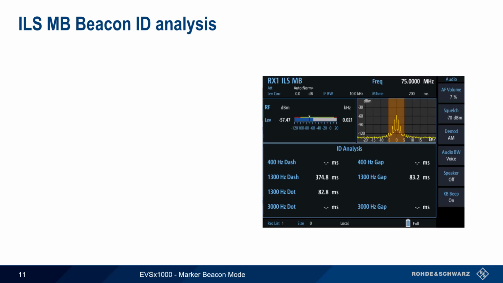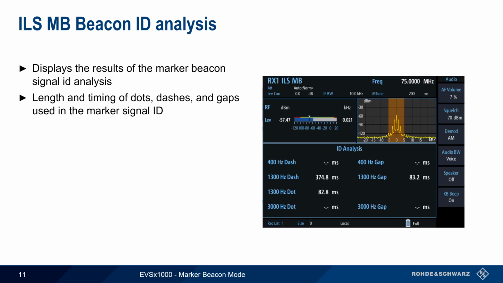The marker beacon ID analysis view displays the on-off timing parameters of the beacon signal. That is, the length and timing of the dots, dashes, and gaps that are used for each type of marker beacon.